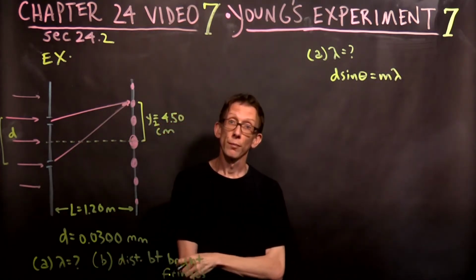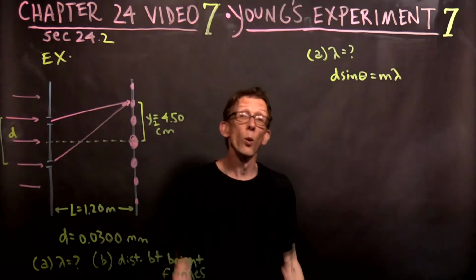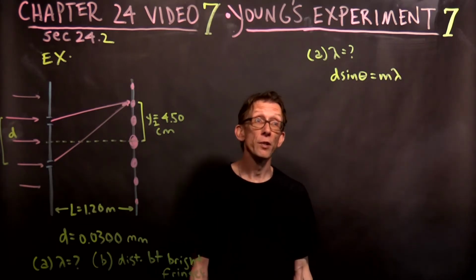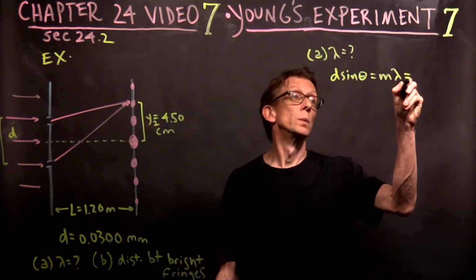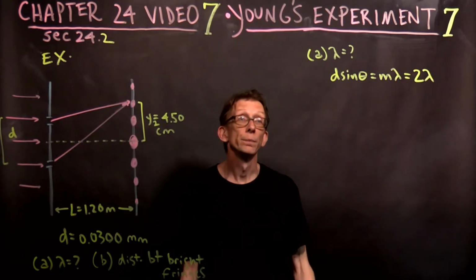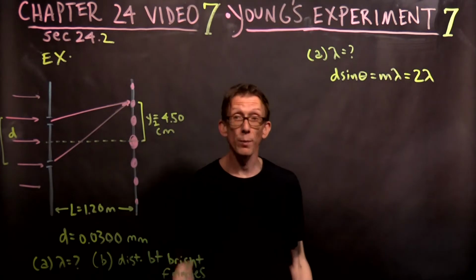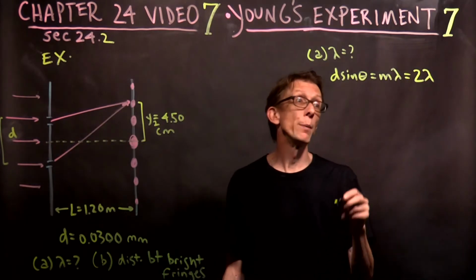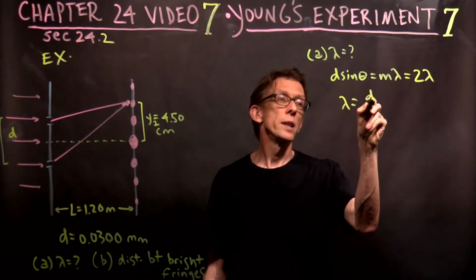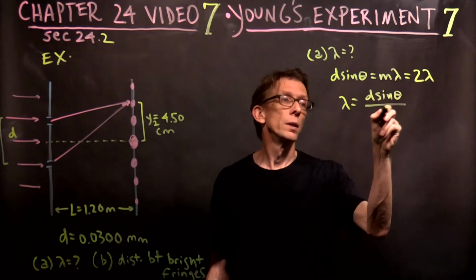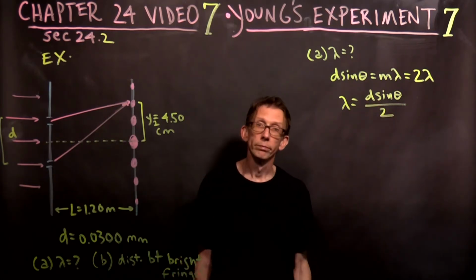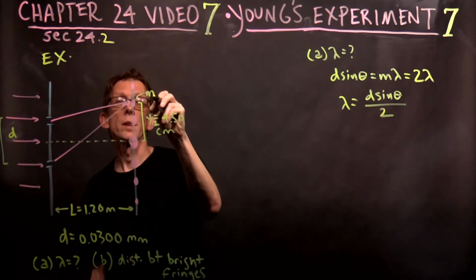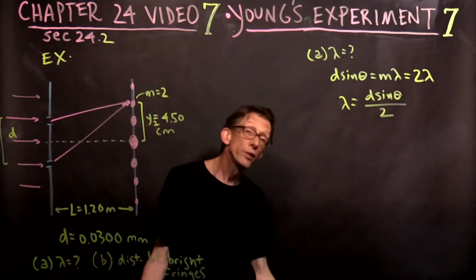We were given the information for m equals 2, right? y sub 2 is the second bright fringe. So m equals 2. That's given to us. We can use this information to find the answer. So d sine theta is 2 lambda. And we're looking for lambda, so lambda is d sine theta over 2. Again, this is the m equals 2 bright fringe.